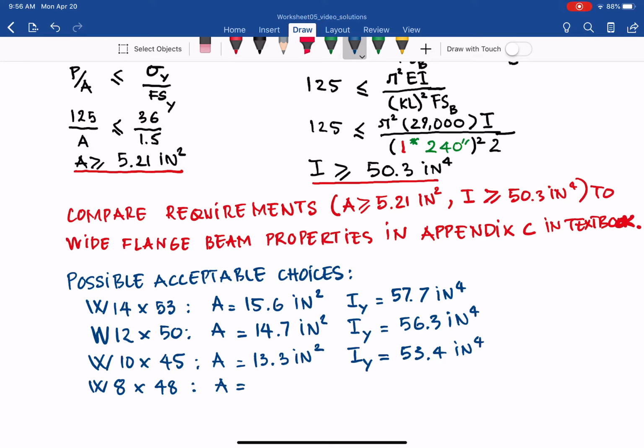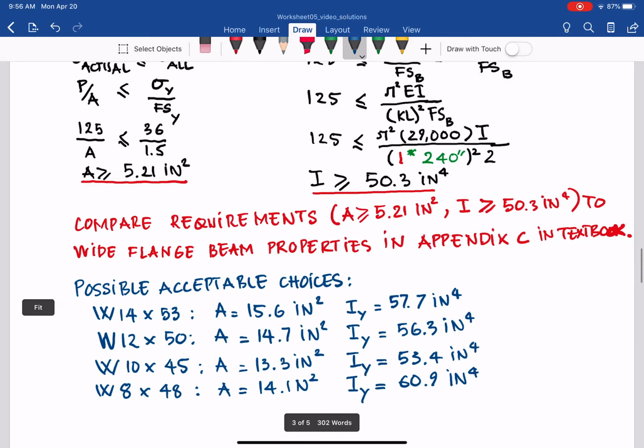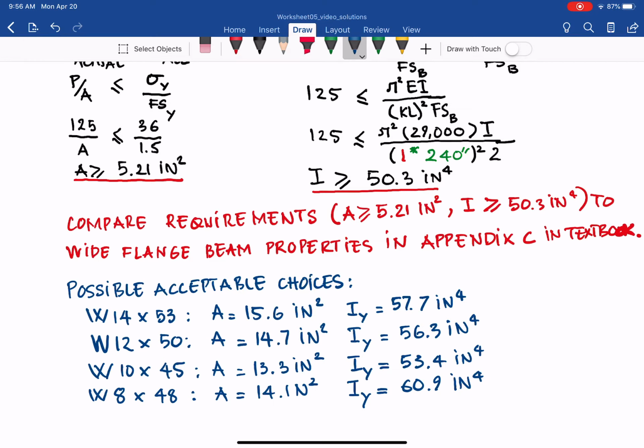And the last one that we just discussed using the appendix is W8 by 48, the area equals 14.1 inch square, and the IY equals 60.9 inch^4. So for all of these, you can see the area is greater than 5.21, and the I is greater than 50.3 inch^4. Those are the requirements we need.